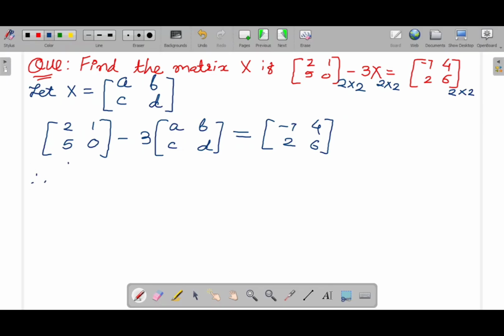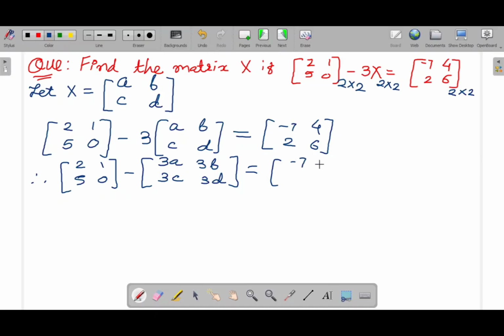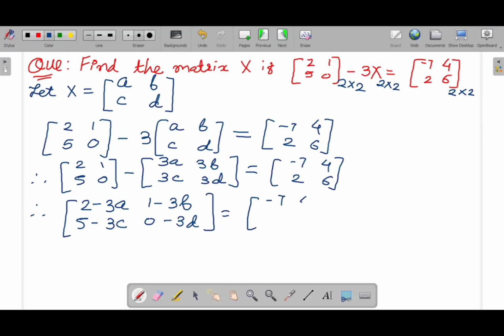So here we will get [2, 1, 5, 0] minus [3A, 3B, 3C, 3D] is equal to [-7, 4, 2, 6]. So furthermore, we can calculate that 2 minus 3A, you know how to subtract the corresponding elements, 1 minus 3B, 5 minus 3C and 0 minus 3D is equal to -7, 4, 2 and 6. So we got this matrix.